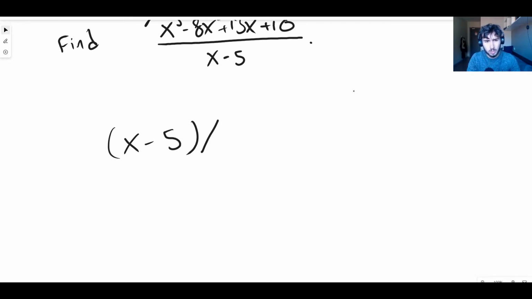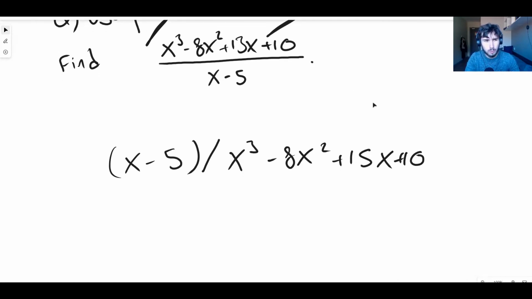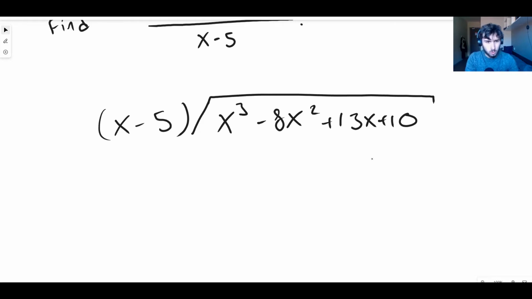Okay, right. Next, x cubed, this is the numerator, minus 8x squared plus 15x plus 10, just like that. Oh, sorry, not 15x, 13x. My mistake. 13x plus 10. Okay. Right. This is what we do. We take the x term. We look at the x cubed, the very first, most leftward term of the numerator, and we divide x cubed by x. x to the power of 3 divided by x to the power of 1. That's x to the power of 2, x squared.